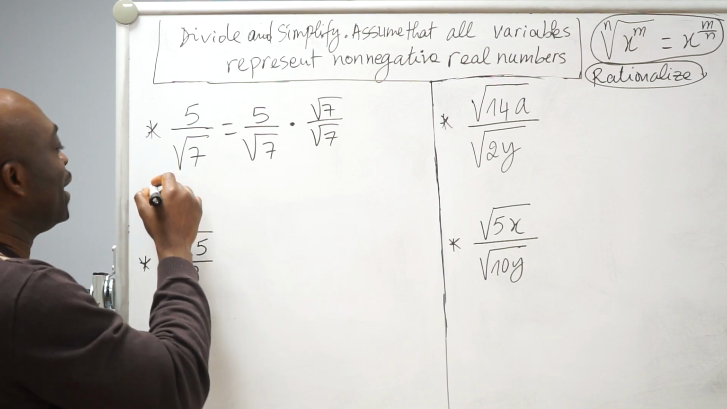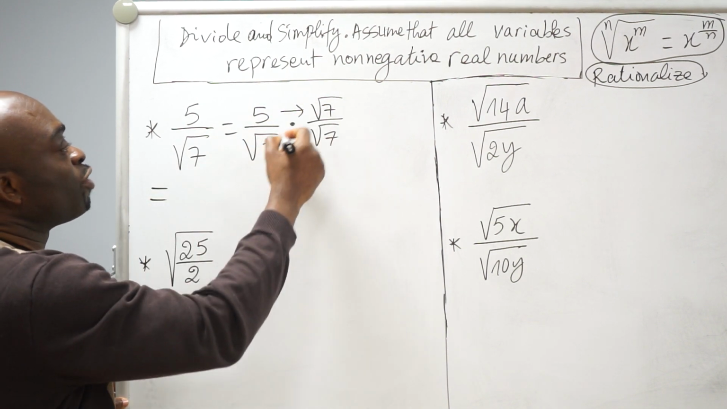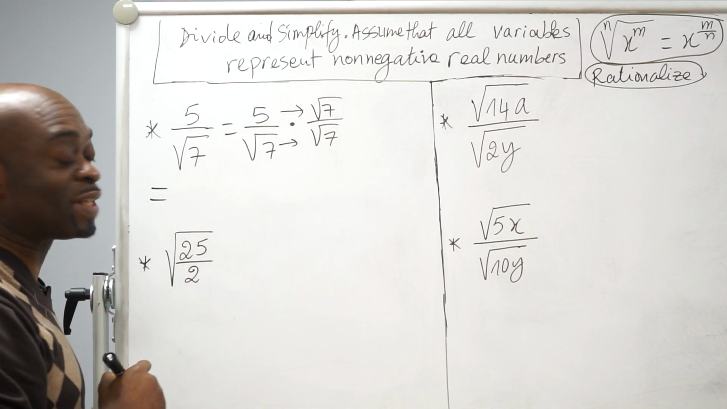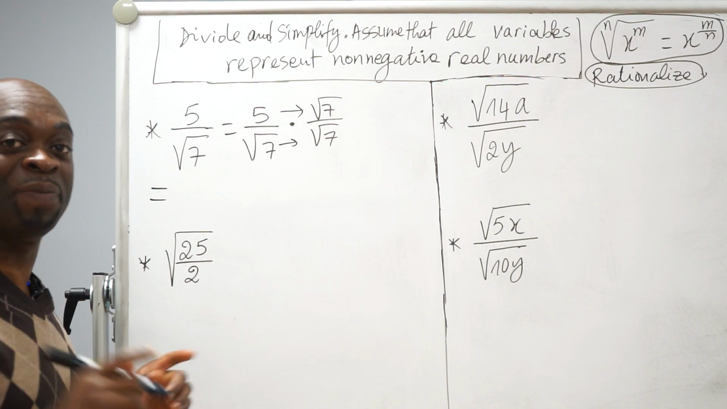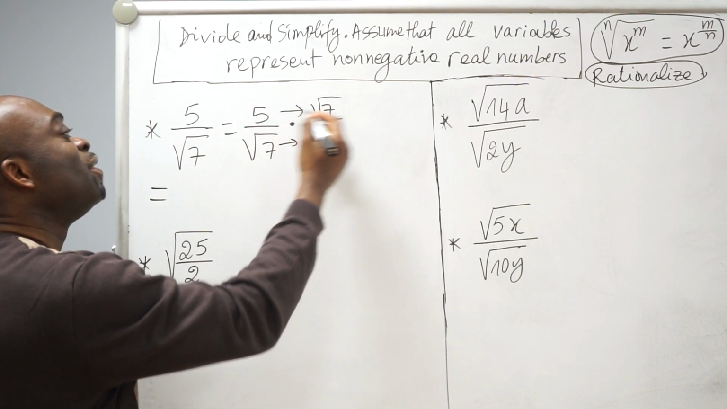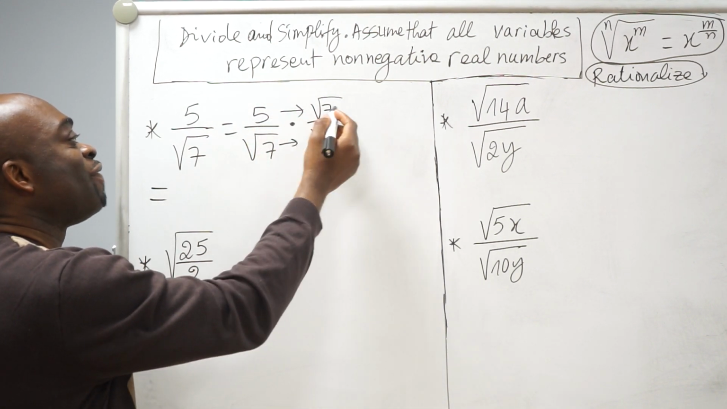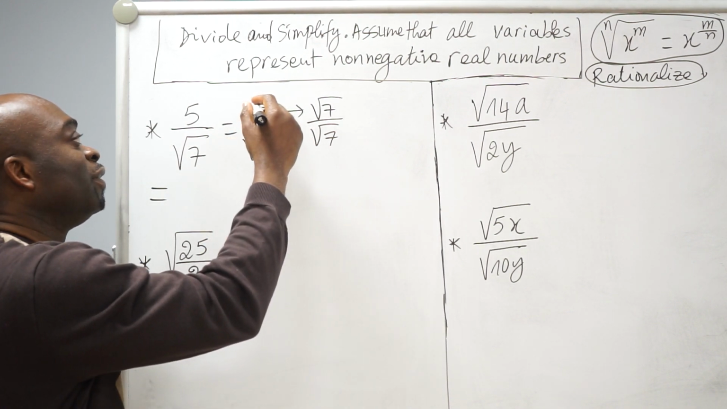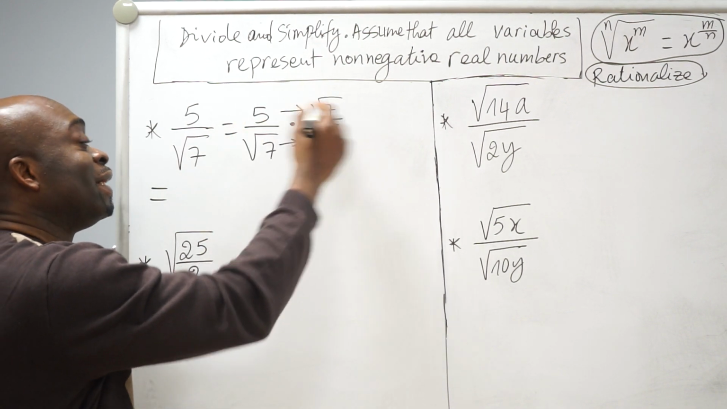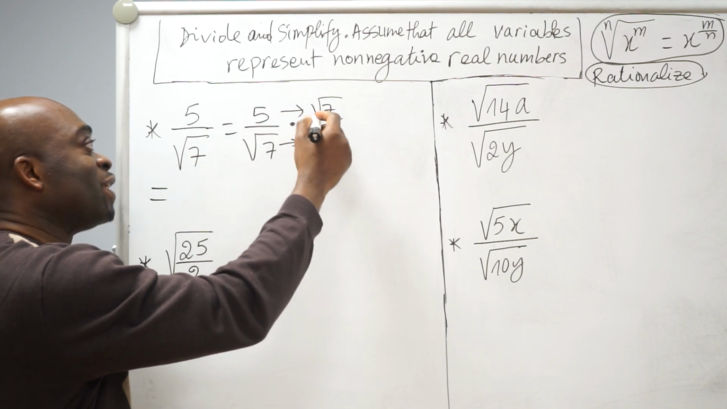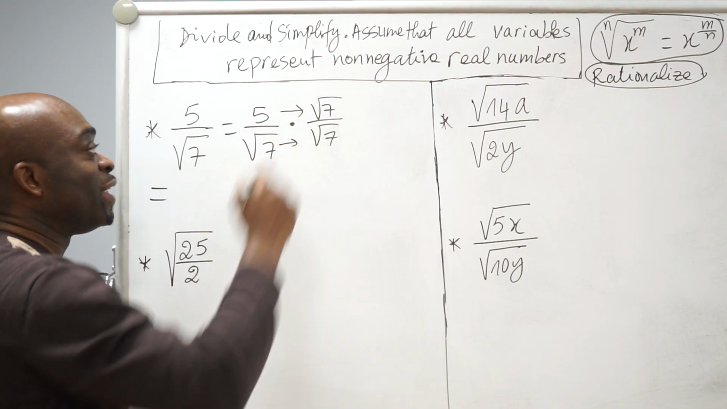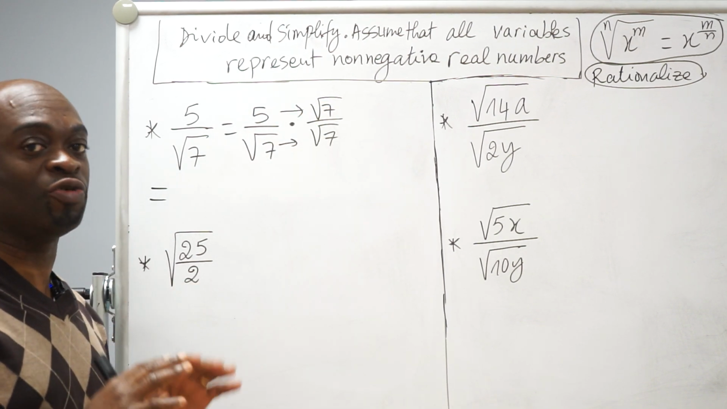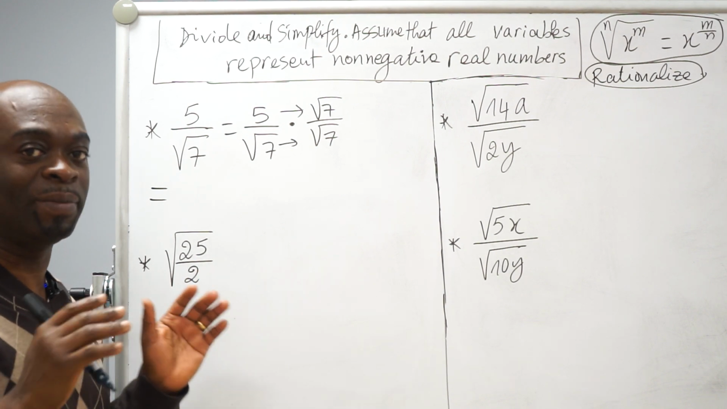And what are we going to get? So when we multiply straight across, 5 times square root of 7, ladies and gentlemen, the common mistake that people will make in this problem on the top is to take 5 and multiply by 7. No, 5 is a whole number by itself, the coefficient, and square root of 7 is 7 under the radical. So you cannot multiply the two of them together.